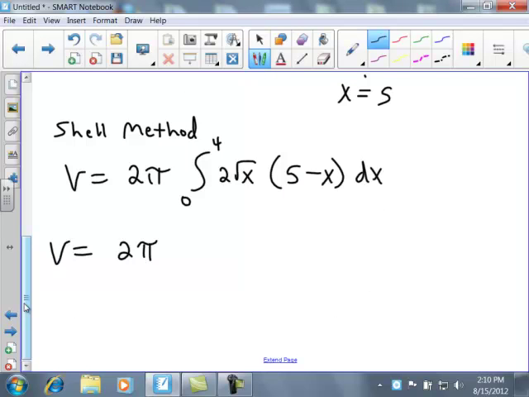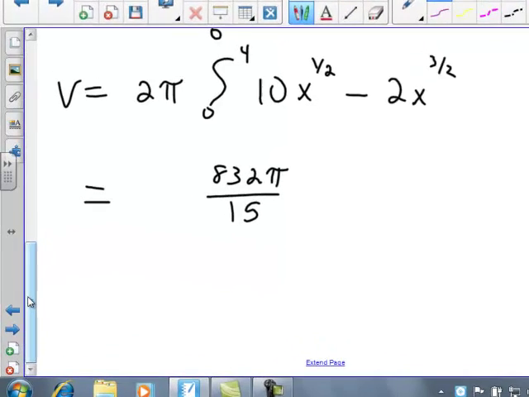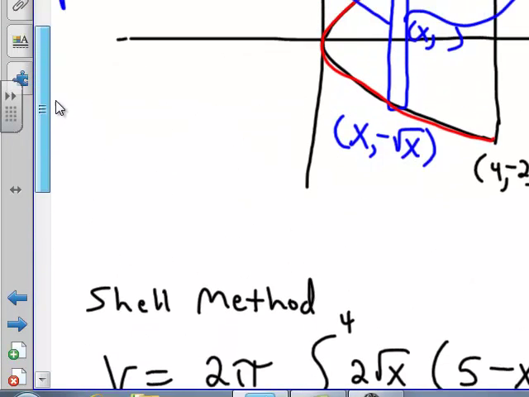And again, the integration part is not overly challenging here. But you should get the same answer that we got the other way, and you do. I worked it out. You do get the same answer either way. If you multiply this out, I'll do a couple of steps with you. This becomes 2 pi times the integral from 0 to 4 of 10 times x to the 1/2 power, square root of x, minus 2 times x to the 3/2 power. And then integrate each one of those pieces, plug in your bounds, and I promise you, you can double check me, I'll leave that for you, but you do end up with the same answer of 832 pi over 15.